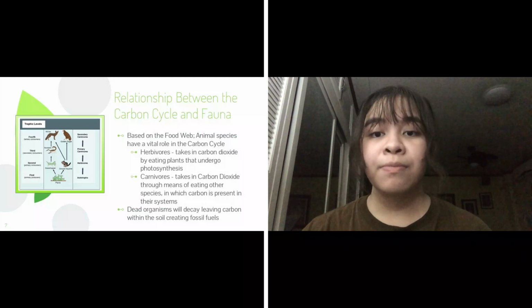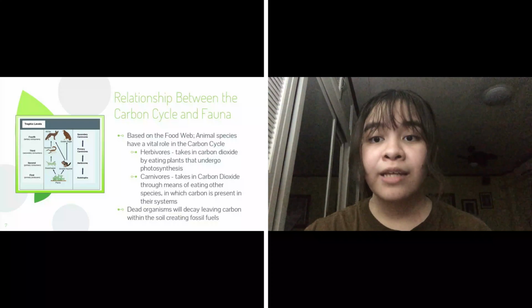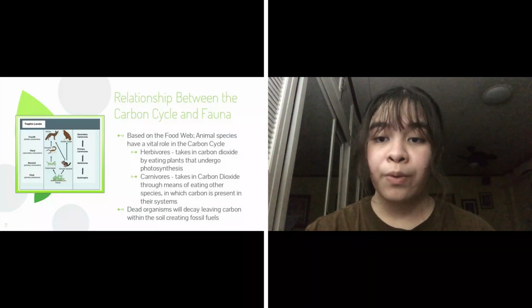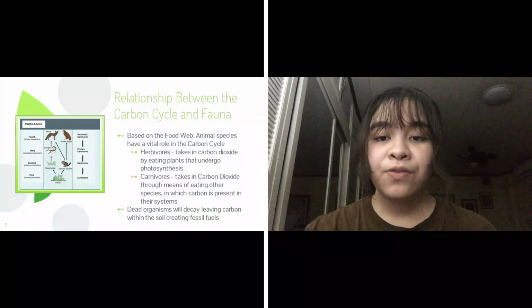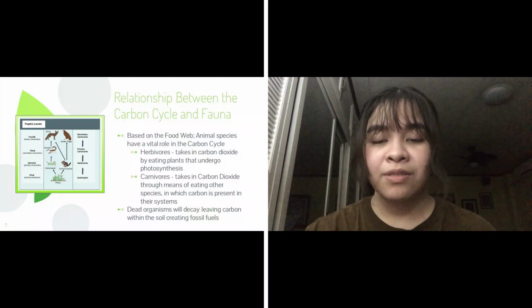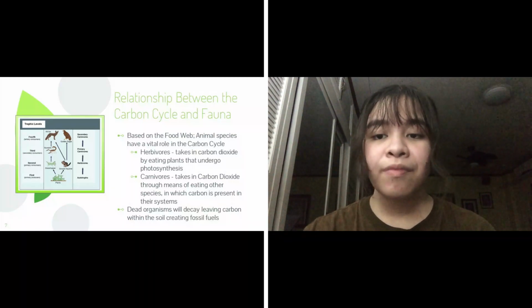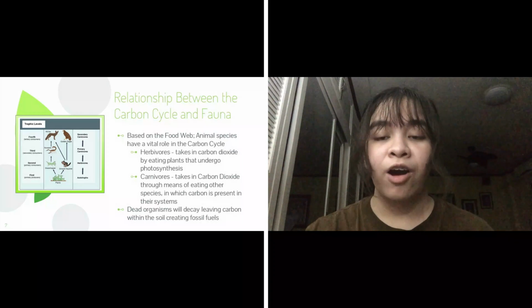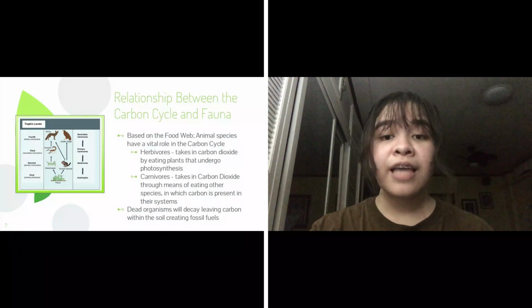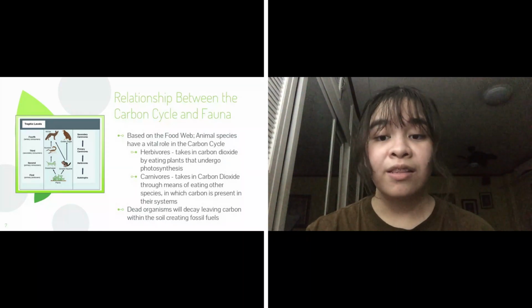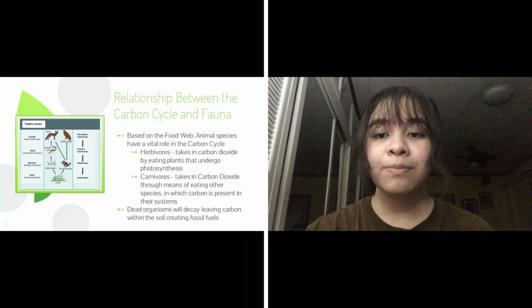Based on what we see from the food web, the animal species play a significant role in the carbon cycle. As photosynthesis occurs in plants, these plants are now contained with carbon dioxide. That was from the soils or the atmosphere, which is then passed to herbivores when they eat these plants. As for carnivore species, they take in carbon dioxide by eating other animal species. And as these organisms die, they will start to decay and leave carbon nutrients within the soils, creating fossil fuels.